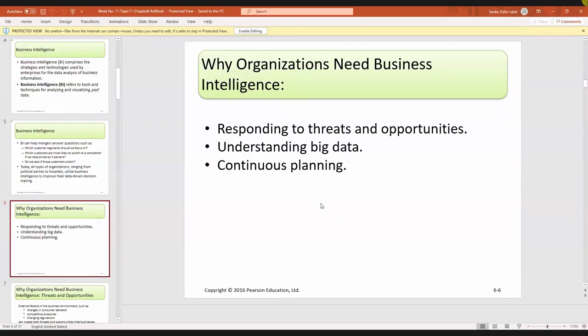Okay. So why does an organization need business intelligence, threats and opportunities? Let's continue. There are some external factors in the business environment, such as changes in consumer demand, competitive pressures, changing regulations. We already discussed this.